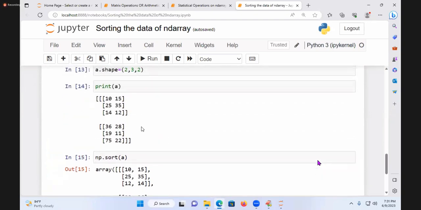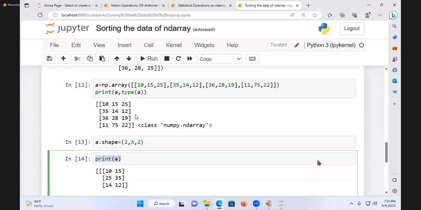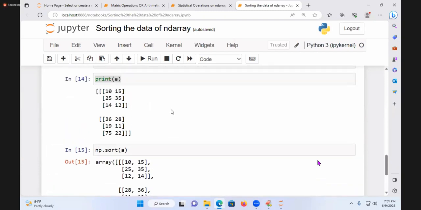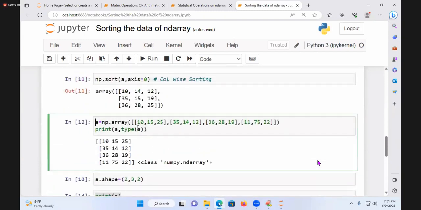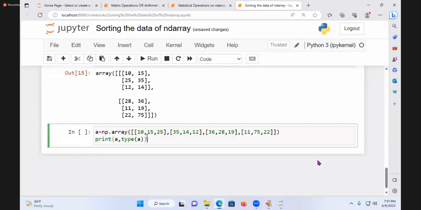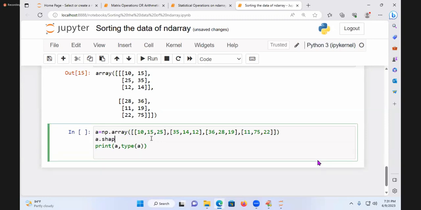Got it. Next, similarly, you print this A. This part you take, students. Of course, you already understood. I am just writing it, so there you write it directly: A dot shape is equal to 2 comma 3 comma 2. Print this A.